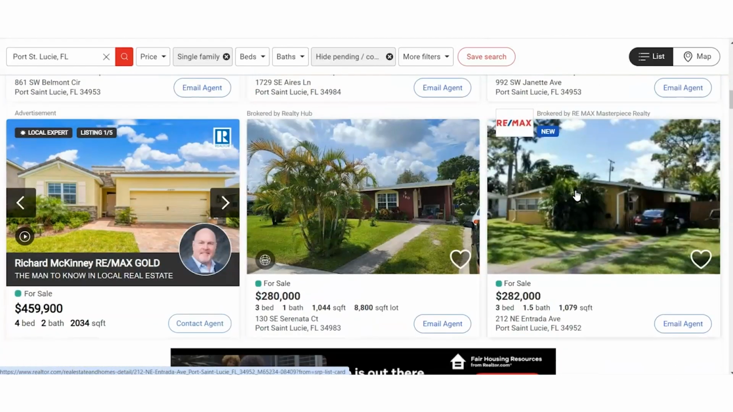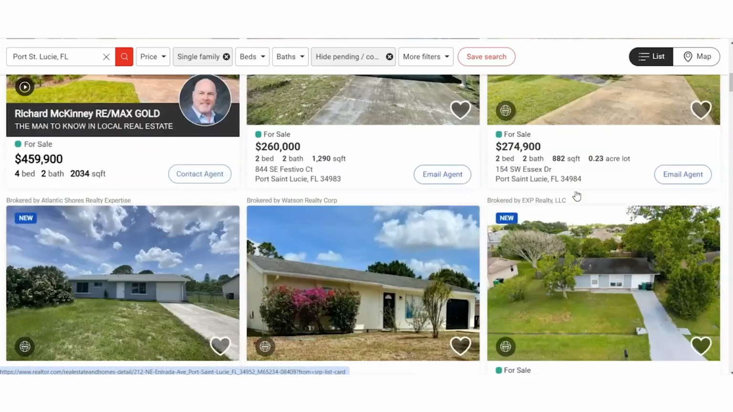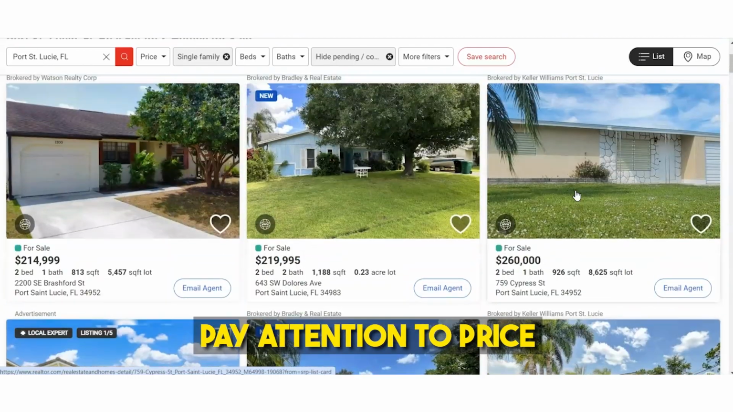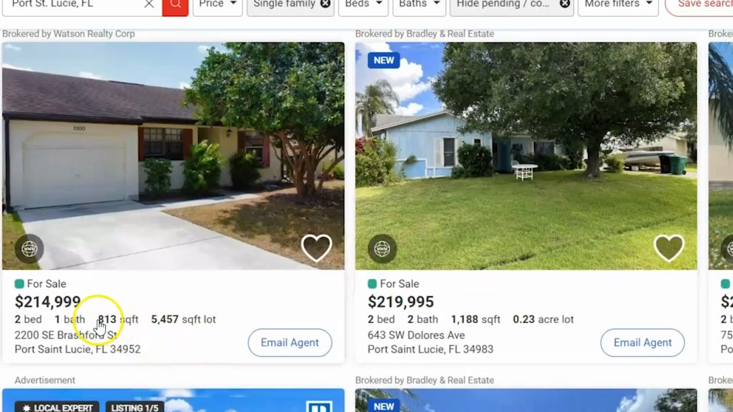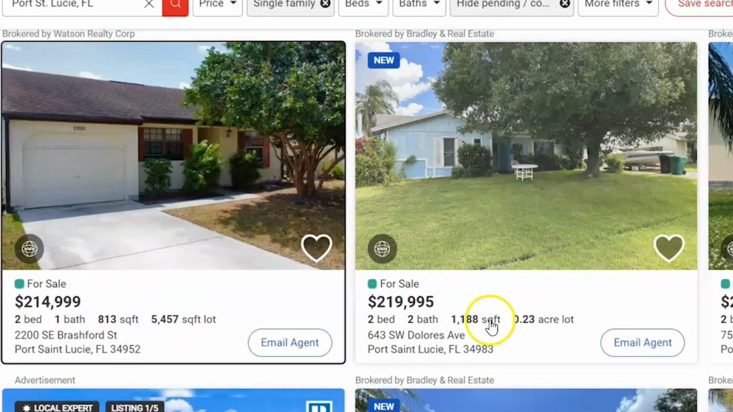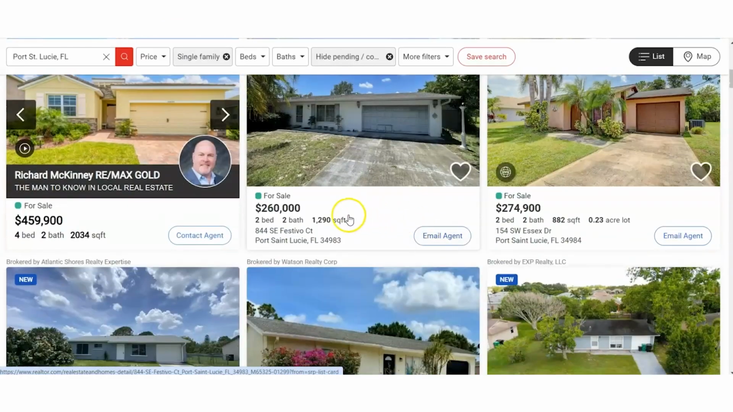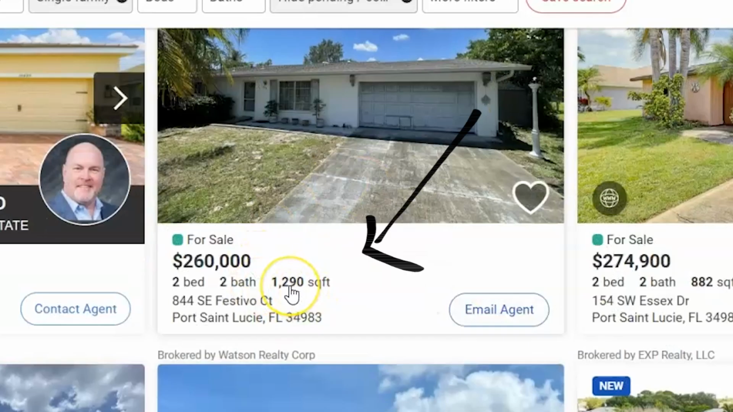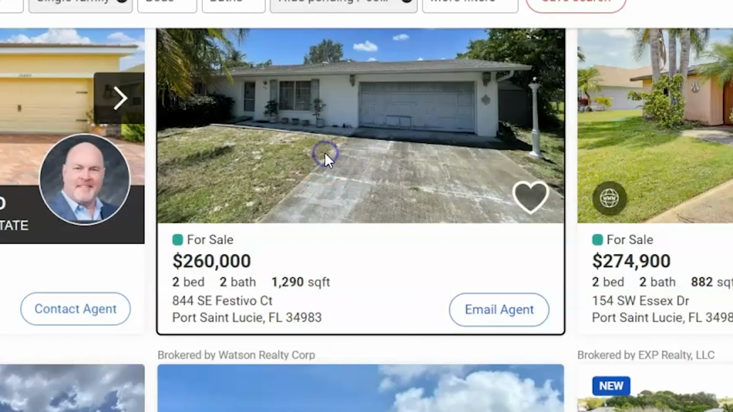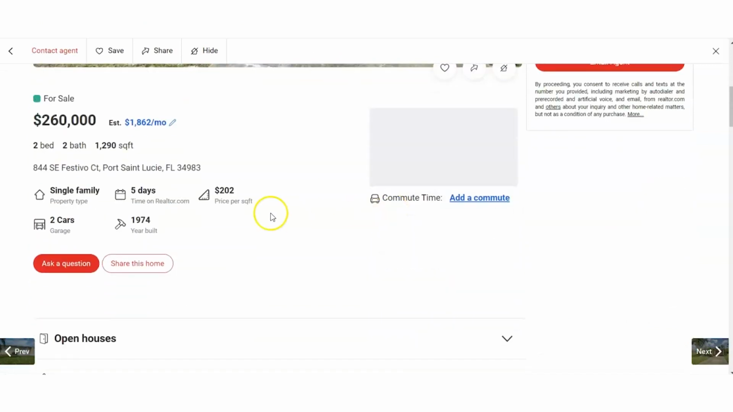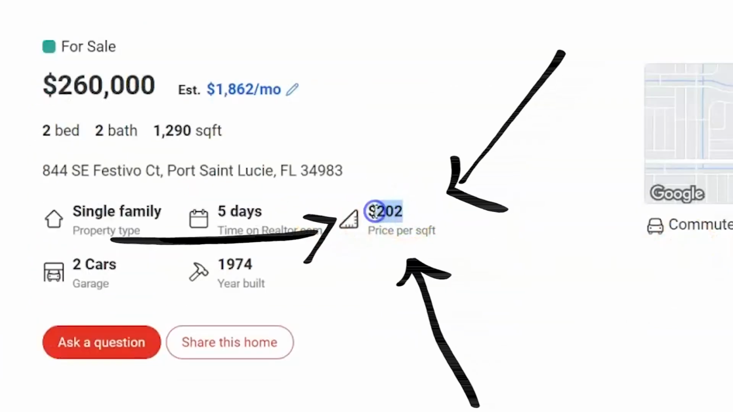All right. So when you're looking at this, a couple of things that you can do. Number one, pay attention to price. Number two, pay attention to square footage. So if you look at this, 813 square feet is quite a bit smaller than 1188 square feet. So what I like to do is scroll down and look for larger square footages. For example, this one over here has 1290 square feet. If I click on this one and I scroll down, the price per square foot is 202 a foot, right?